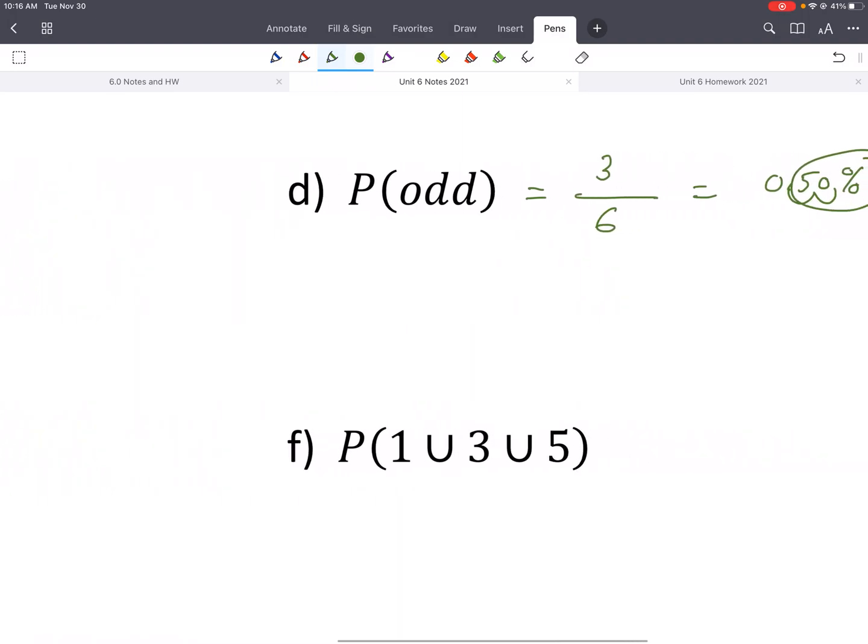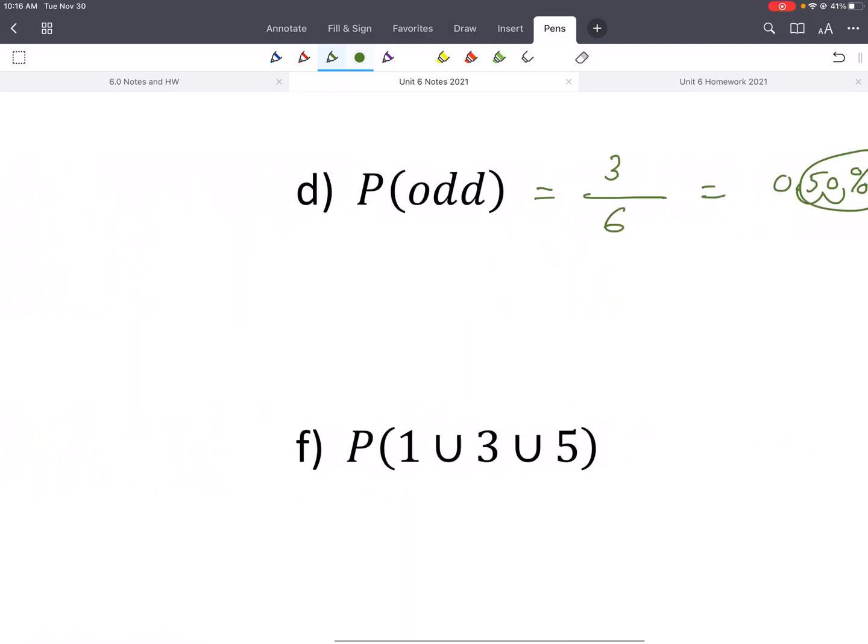All right, and then last one here, what's the probability of rolling a 1 or a 3 or a 5? So that would be 3 ways you can win out of the 6 possible ones. So that is the same as what we did above. That's 50%.